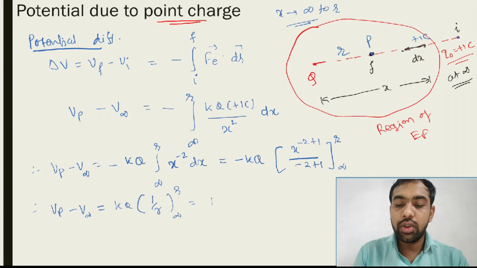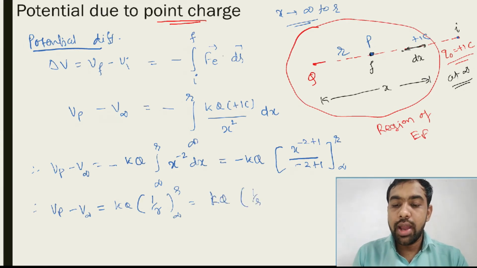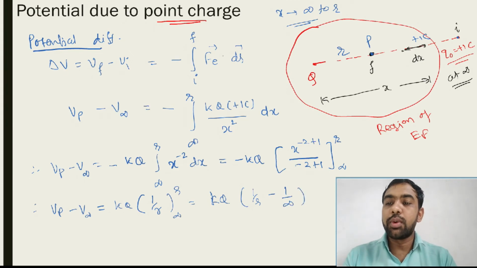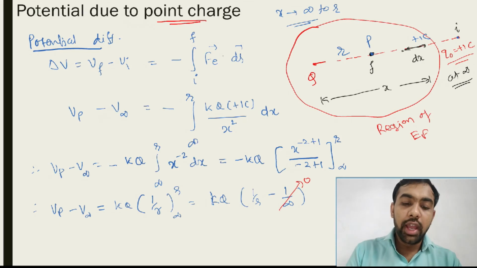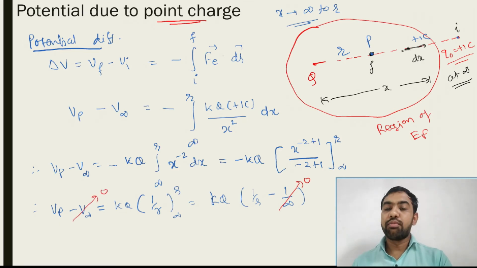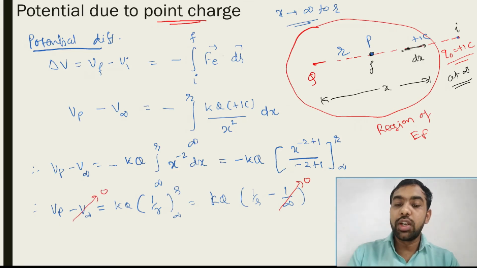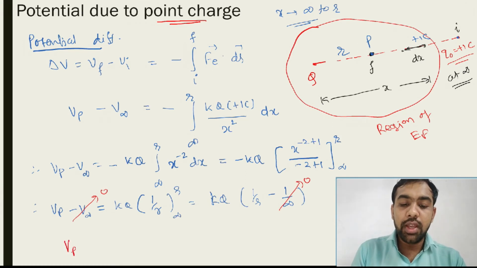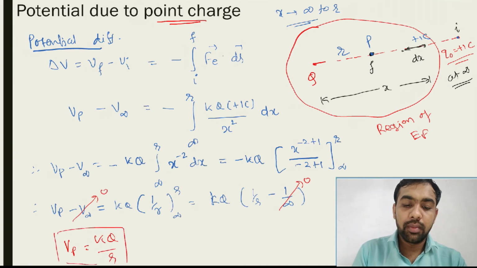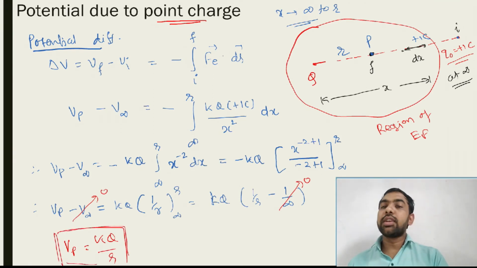So put the limit, so kq times 1 upon r minus 1 upon infinity, but 1 upon infinity is 0, as we know. And V infinity is also 0, because it is our reference point. So what is the final answer? Vp is equal to kq by r.